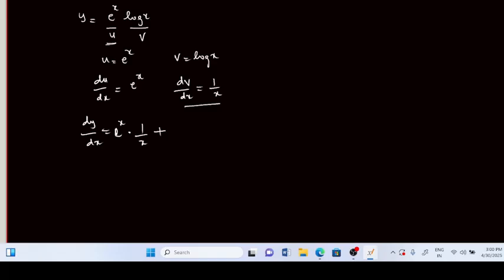Plus. Now write the second function log x as it is into differentiation of the first one, which is e power x. So here if we want, we can take e power x common, we can write it as e power x into 1 by x plus log x, otherwise we can leave it as it is.